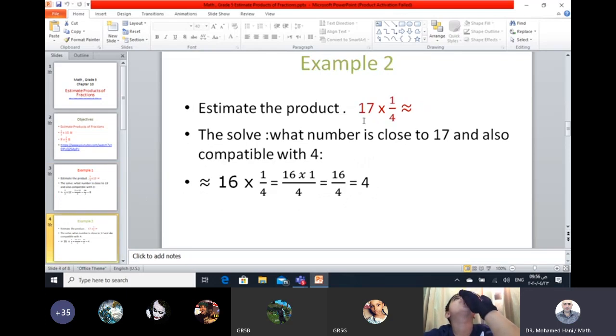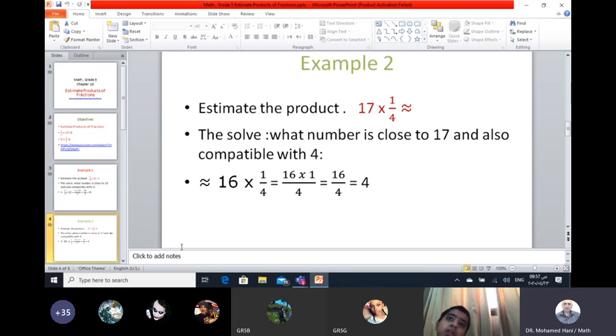The example here, we have 17 multiplied by 1 over 4. Go to the whole number and change the whole number to a number compatible with 4. What's the meaning of a compatible number with 4? A number that can be divided by 4. So I can choose 16. I can change 17 to 16. So the first step, what number is close to 17 and also compatible with 4? So I can change 17 to 16.